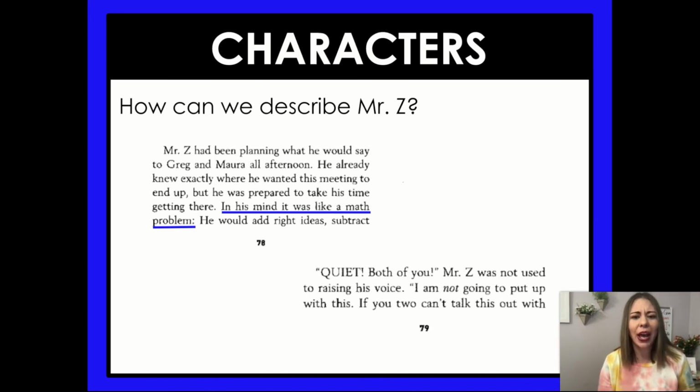And then it says, quiet, both of you. Mr. Z was not used to raising his voice. So that's important as well. He's not used to raising his voice. So we can say maybe he's usually a very calm person, maybe very level-headed. Imagine some of those teachers that never really raise their voice. They always just speak very calmly. So when they yell, you're like, oh my gosh, what is happening here?